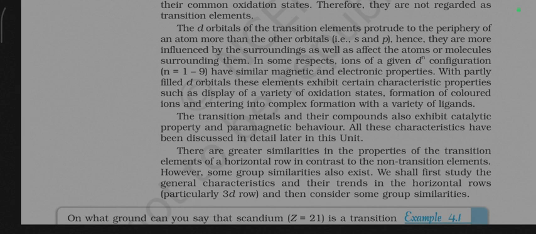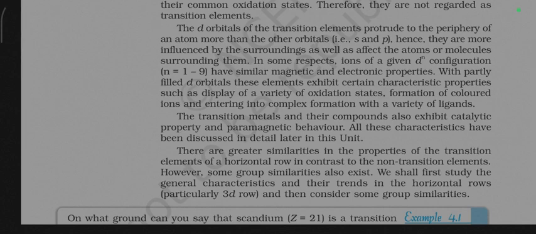Ions of a given d^n configuration, n equal to 1 to 9, have similar magnetic and electronic properties with partly filled d orbitals. These elements exhibit certain characteristic properties such as display of a variety of oxidation states, formation of colored ions, and entering into complex formation with a variety of ligands. The transition metals and their compounds also exhibit catalytic property and paramagnetic behavior. All these characteristics have been discussed in detail later in this unit.